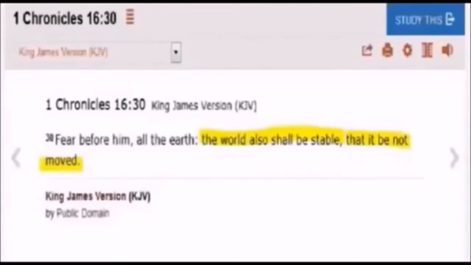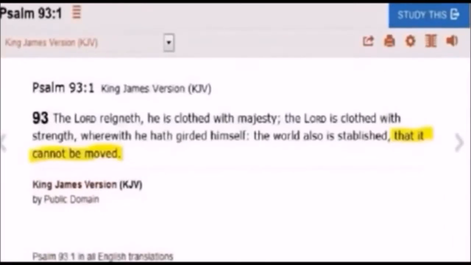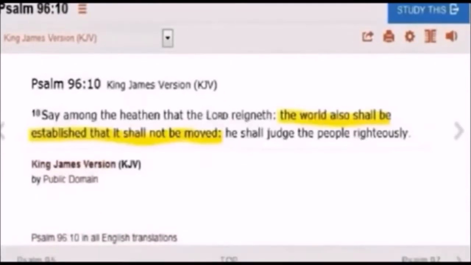Fear before him all the earth. The world also shall be stable, that it be not moved. The Lord reigneth, he is clothed with majesty. The Lord is clothed with strength, wherewith he hath girded himself. The world also is established, that it cannot be moved. Say among the heathen, that the Lord reigneth. The world also shall be established, that it shall not be moved. He shall judge the people righteously.